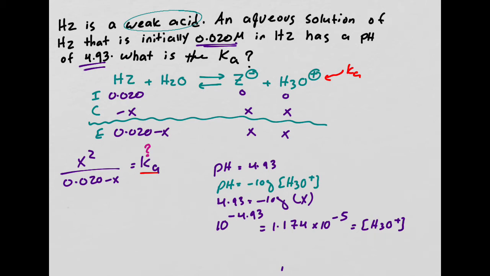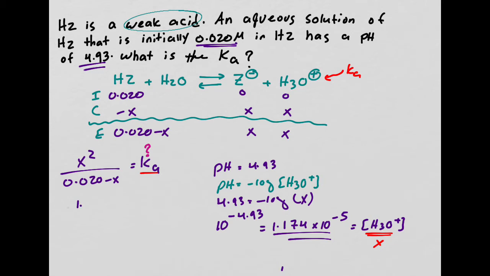Now, what is the hydronium concentration in this case? The hydronium concentration is the x, right? So I could just plug in that number for the x. So the hydronium concentration happens to be the x, so I can plug in this number over here and be able to get the Ka.